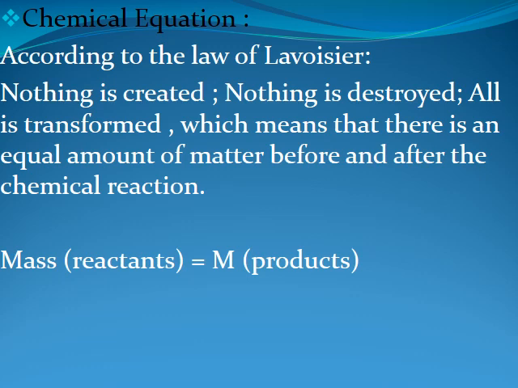Chemical equation. According to the law of Lavoisier, nothing is created, nothing is destroyed, all is transformed, which means that there is an equal amount of matter before and after the chemical reaction, meaning that the mass of the reactants is equal to the mass of the products.